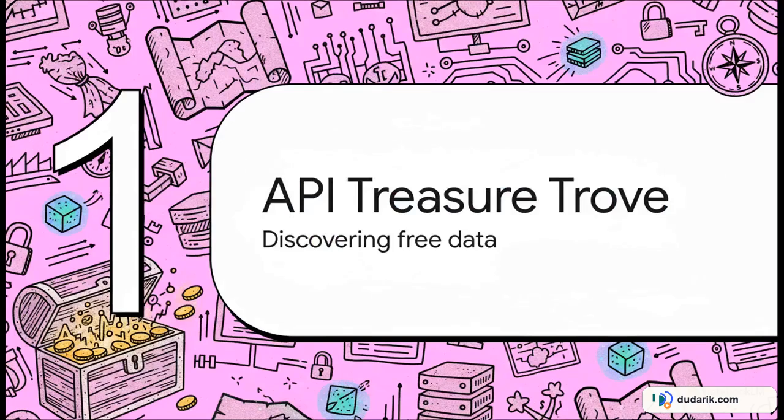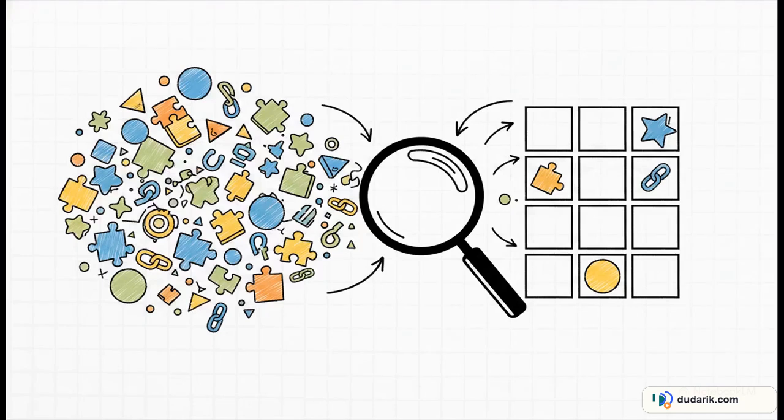Let's kick things off with Section 1, the ultimate API treasure trove, discovering a world of free data. The creators themselves actually call this repository a treasure trove, and honestly, they hit the nail on the head. But here's the crucial thing to understand. This isn't just some random dump of links. We're looking at a wildly extensive, manually curated list of public APIs spread across dozens of different domains.